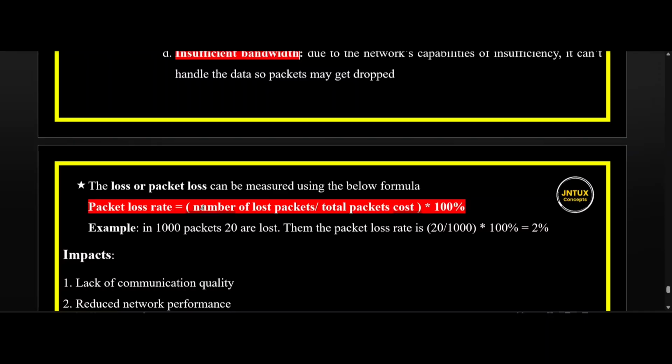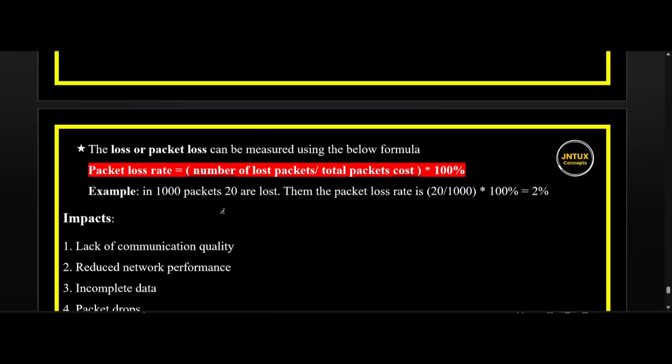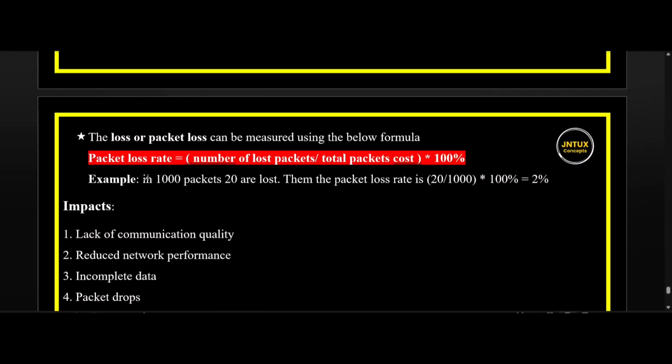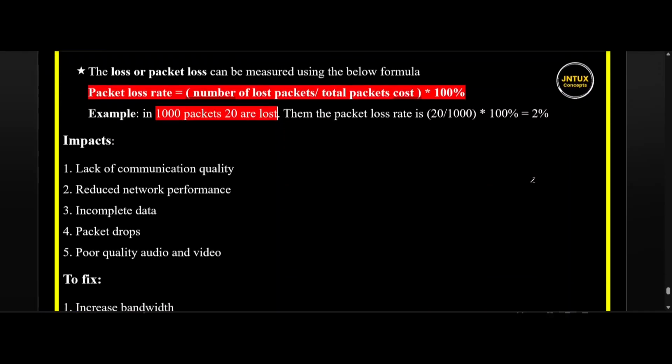Packet loss rate equals the number of lost packets divided by total packets, times 100%. You can understand this with an example. Consider there are 1000 packets and 20 are lost. Then the packet loss rate can be calculated in this way: 20 by 1000 into 100%. If you calculate, you will get the answer as 2%.